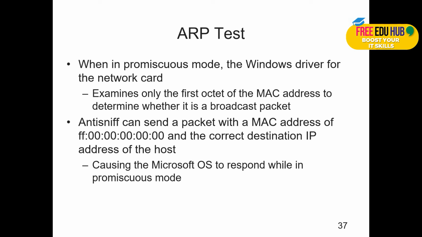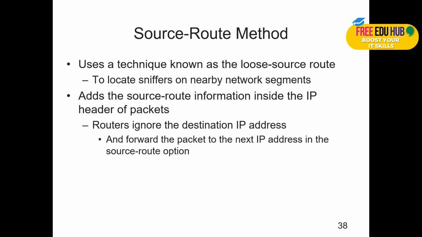The anti-sniff can send a packet with a MAC address of, for example, FF00 and the correct destination IP address to the host, causing the operating system to respond while in promiscuous mode. Now, as you can see, the MAC address shown is FF0000, and what do you see by this one? It's not IP version 4. It's obvious, it's an IP version 6 address. Now, it's sending it through a MAC address and correct destination of the IP address just to check if it's in promiscuous mode.